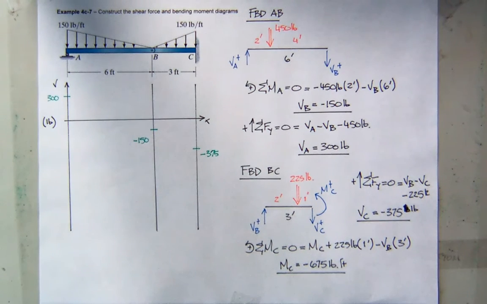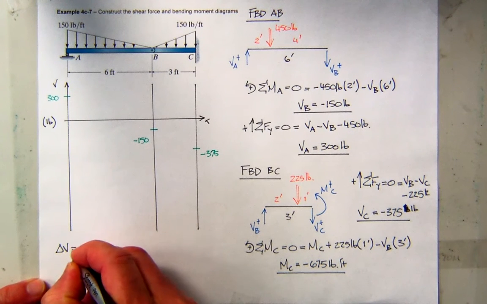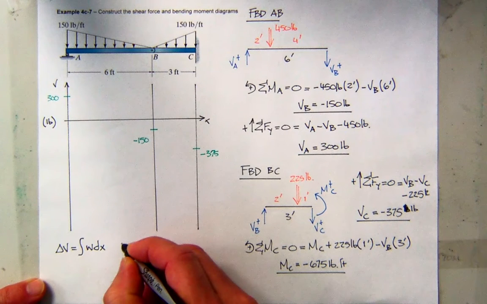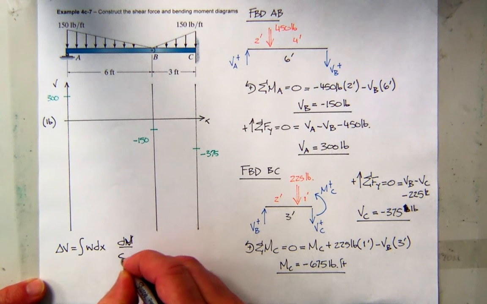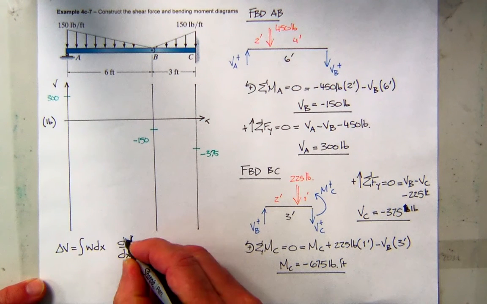So now we just have to fit it. I've run out of room, I guess I can squeeze them in down here. So the change in shear is the area under the load curve, and the slope of the shear diagram is equal to the load.